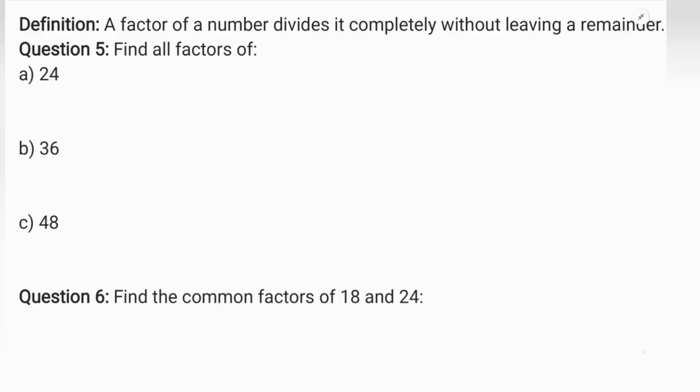So like I have 24. If I ask you to write the factors of 24, then you will say 24. 1 divides 24. Right? 1 is a factor of every number. Okay. 2 completely divides 24, because if you divide 24 by 2, you will get 12. How many 2s fit into 24? You will say 12. So 2 completely divides. So 2 is a factor.